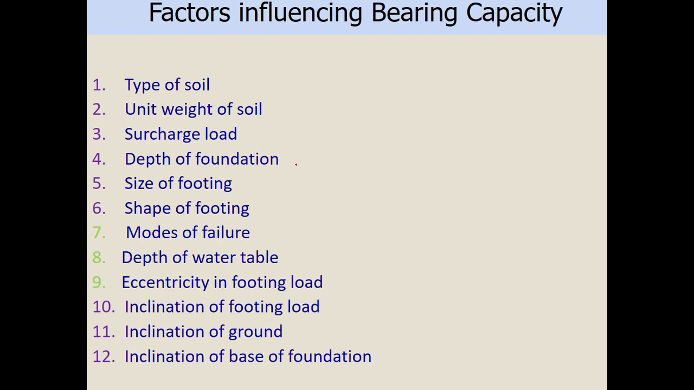The size of footing also influences the bearing capacity. Shape of the footing: we have a circular shape, a rectangular shape, and a square shape. Mode of failure. Depth of water table: the location of the water table below the ground surface will also affect the bearing capacity. So we will see this later, the mode of failure, and then how the depth of water table influences the bearing capacity.